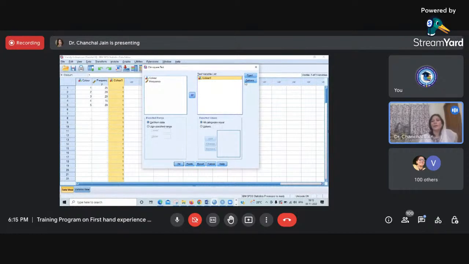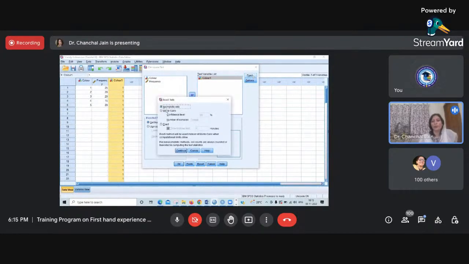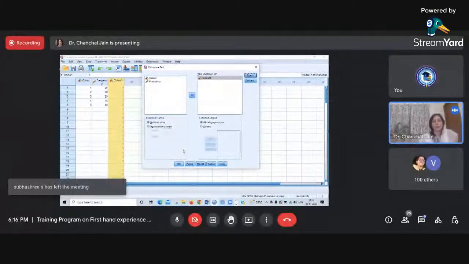And then I'm clicking on the exact button. Here you can find the default option is asymptotic only, so we will go with it. And then I'm pressing continue.